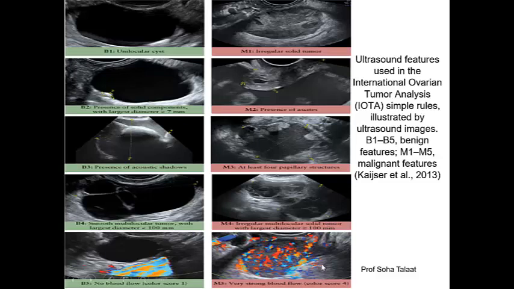Then came the Doppler. This is the typical malignant circulation where we have high vascularity, lack of arborization, large central vessels with arteriovenous shunting. All this we give it color score 4. This is a malignant circulation. And this is color score 1, where there is no vascularity inside at all.